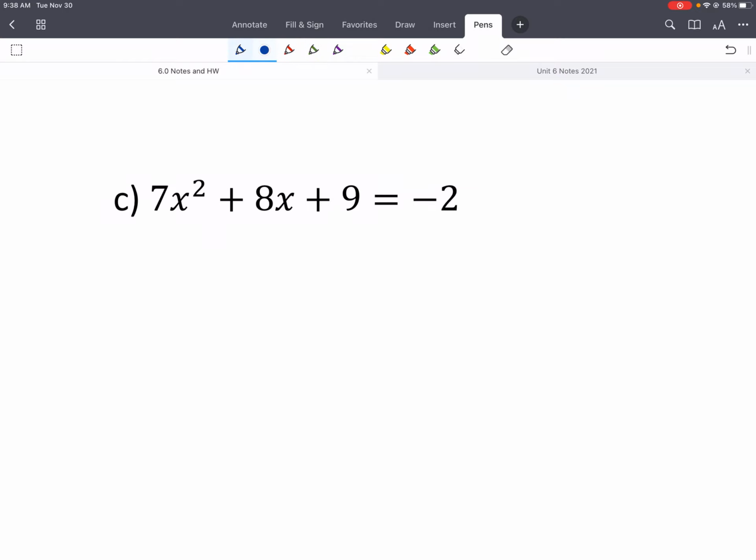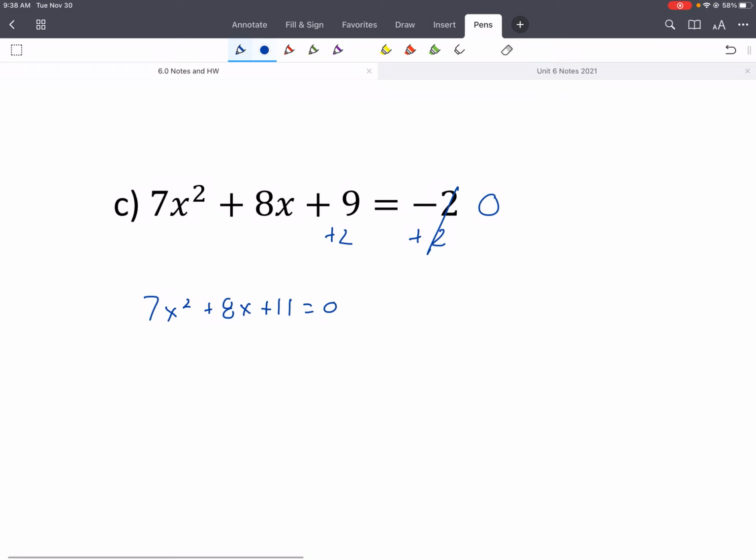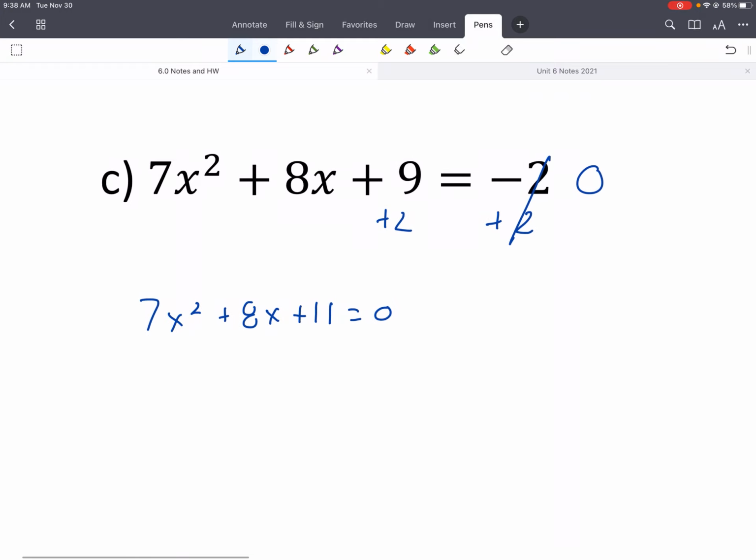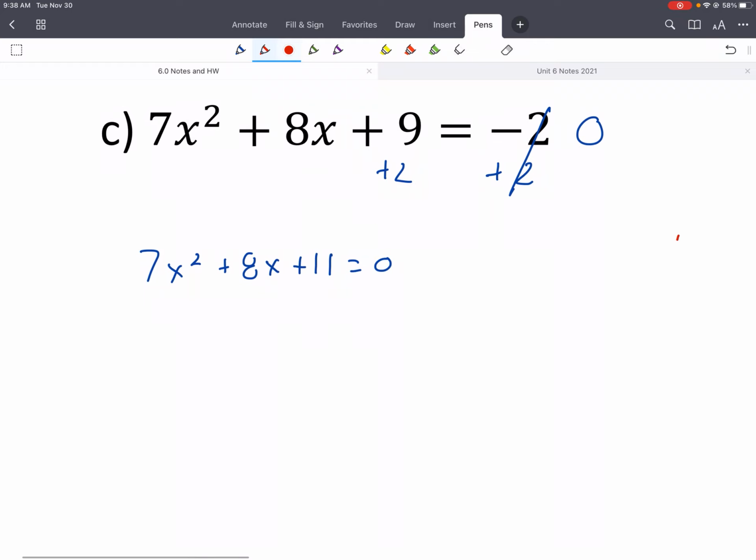One thing we need to do again is it needs to be a standard form. So we have to add that too. Everything has to be on one side. So 7x squared plus 8x plus 11 equals 0. Please make sure you catch that at the beginning, because I've had people forget and then they basically have to redo the whole thing. Okay? All right. Now we have A is 7, B is 8, C is 11.